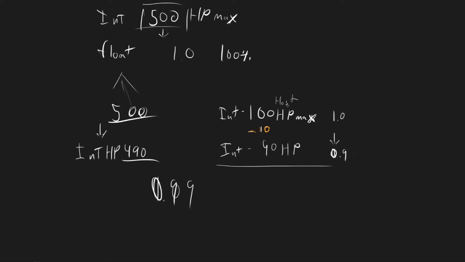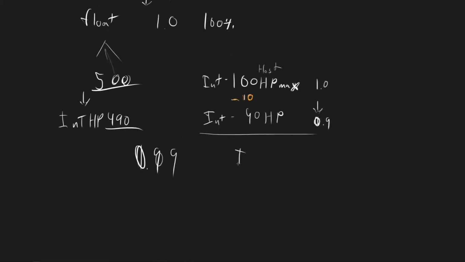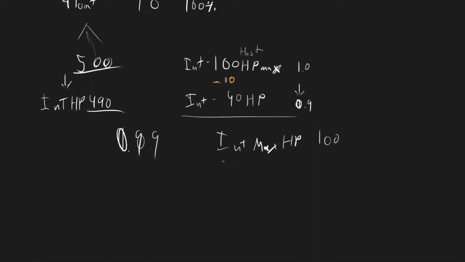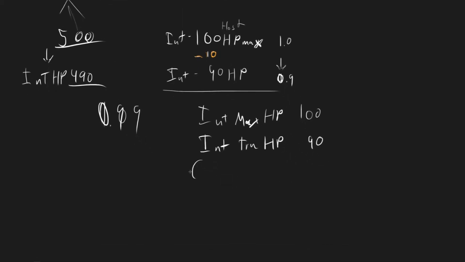And so then you would have three different variables here. You would have your host variable, which would be your int max HP, which would be 100 in this case. And then you would have an int that would be your true HP, or whatever you want to call it, and then you would have your 90. And then you would have a float, which would be your percentage, or per HP.